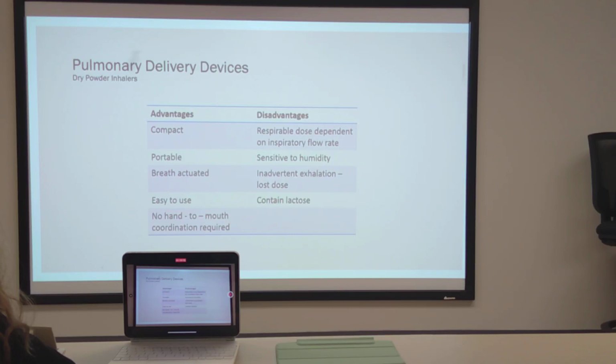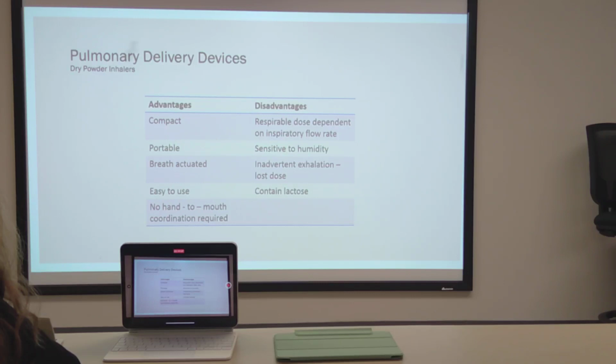One thing to note is that they also sometimes contain lactose, so that's something to take into consideration for our diabetic patients or patients who may be sensitive to sugar. It is portable, it's easy to use, and I guess you don't really need hand-mouth coordination.